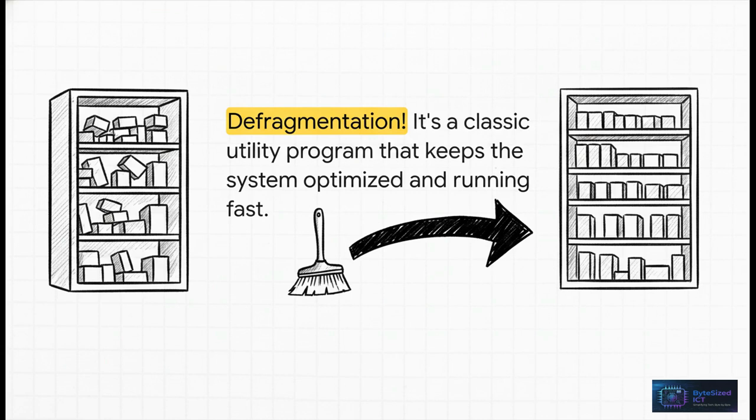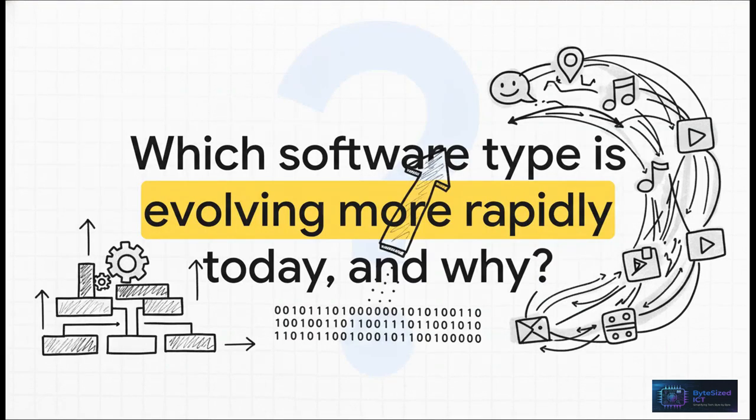It's a type of system software, and its whole job is to keep your system optimized and running as fast as possible. So getting this fundamental structure down, this idea of a stable bedrock of system software with this crazy dynamic world of applications built right on top, is absolutely key to understanding technology today. And that leaves us with one final thought for you to chew on. Which of these two layers do you think is evolving faster right now? And what does that race to innovate really tell us about where our digital future is headed?